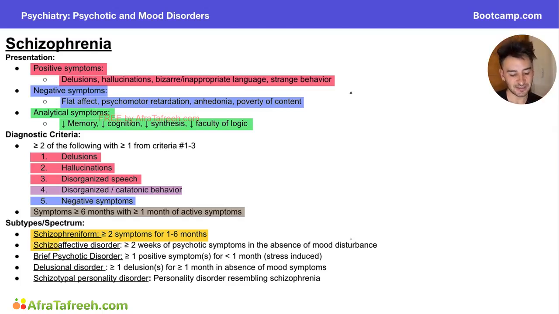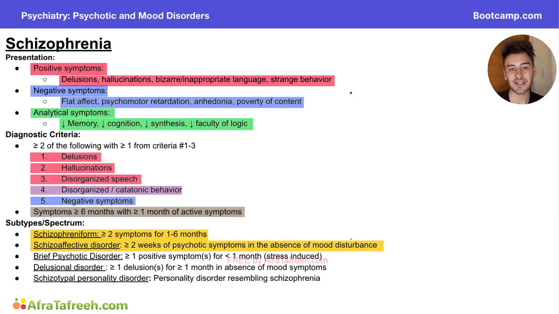Let's move on to talk about schizoaffective disorder. This is probably the trickiest one to understand. Essentially, this is going to be a patient who has some type of mood disturbance. That mood disturbance could be mania or it could be depression. In addition to that mood disturbance, they are going to have some psychotic symptoms during that period of mood disturbance. Additionally, they're going to have psychotic symptoms outside of the period of their mood disturbance.